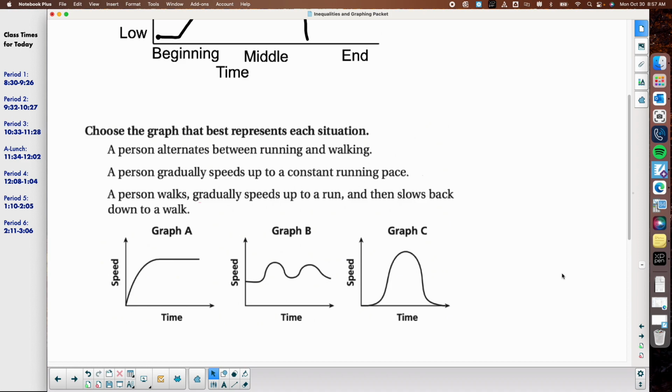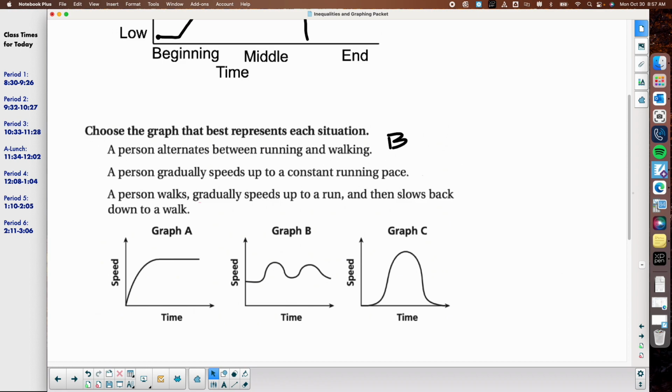Do you want... Pretty sure it's that one. Okay, how come we think it's B? Because they're alternating between walking and running. Okay, I'm okay with that. Basically, the speed goes up and down and up and down. Okay, good. You gotta write stuff. Oh. I don't know how we want to write this. Let's put B next to the first statement.